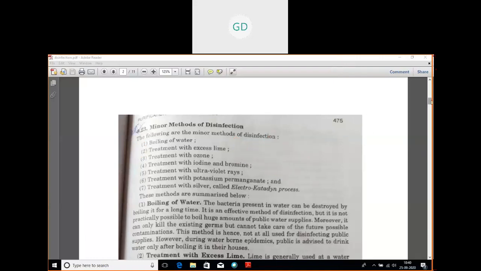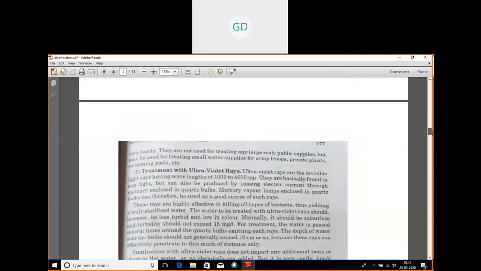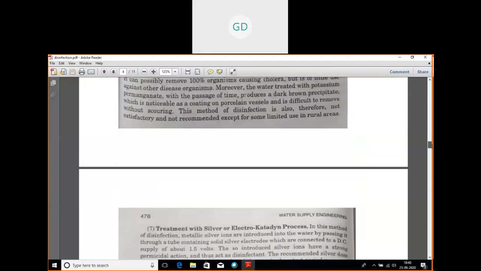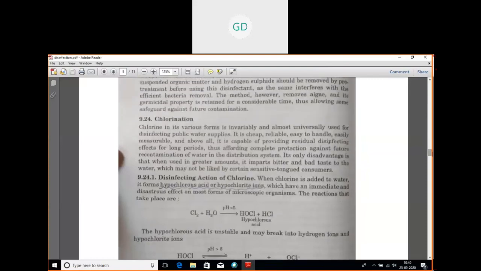Clear? Any three you try to remember. Okay, so let me directly go to the chlorination part. From the name itself, you have got to know that adding chlorine to water is known as your chlorination process.